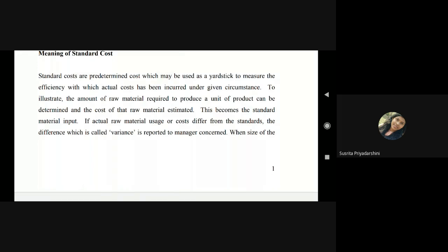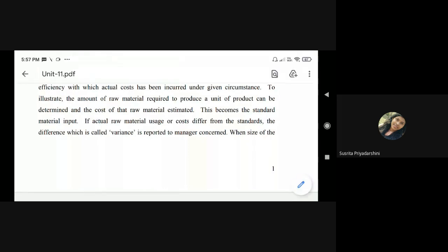Variances means deviation between the standard and actual. You can write it down. So variance means difference between standard and actual. Here this variance can be favorable or unfavorable. If your actual cost is within standard, that means below the standard one, then you will get a favorable variance. But if your actual cost is exceeding the standard one, then you will get a negative variance, which is known as unfavorable variance. So we will discuss all of them.